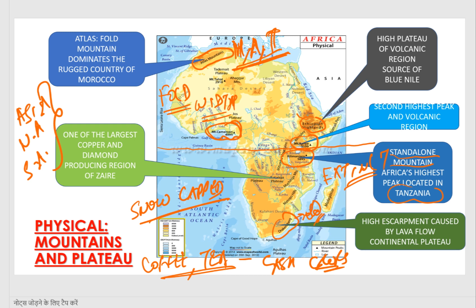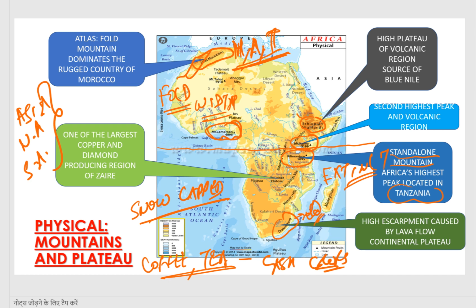You should memorize the countries in which the Atlas Mountains are present in the north, the countries in which the Mount Kilimanjaro and Mount Kenya are located, and why is Mount Kilimanjaro famous, and what is cultivated on the slopes of Mount Kilimanjaro and Mount Kenya.